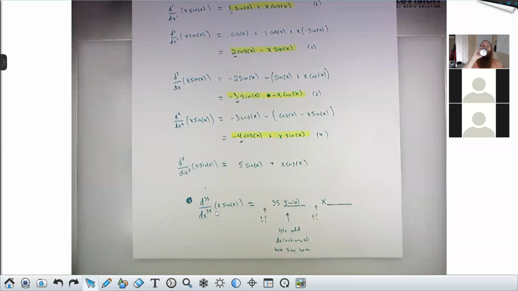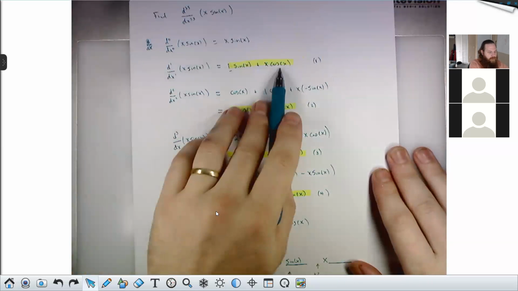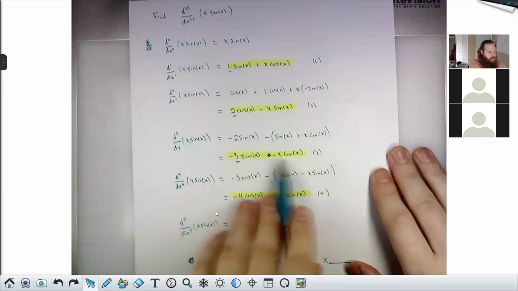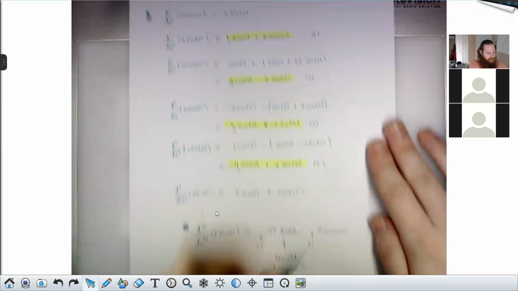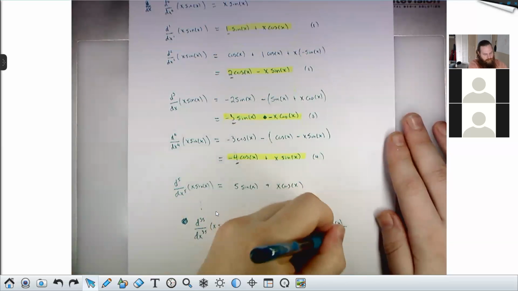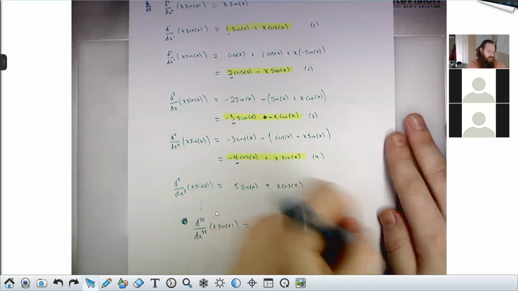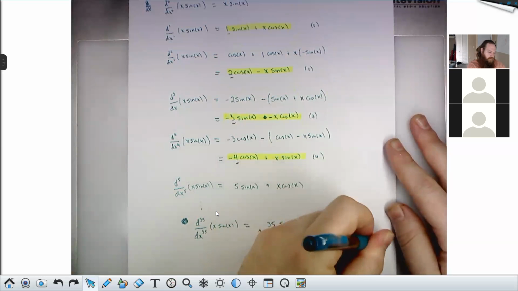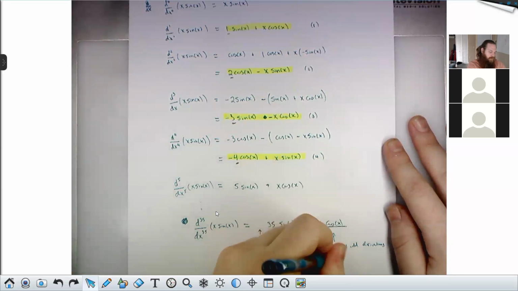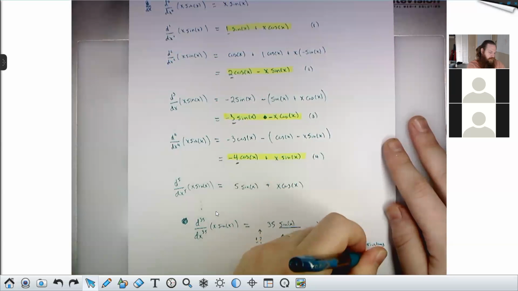Plus x sine. Yeah, this one's going to be a cosine. The same sort of logic, right? All of the odd derivatives in that second spot have an x cos x. And this is because all the odd derivatives have x cos x here.